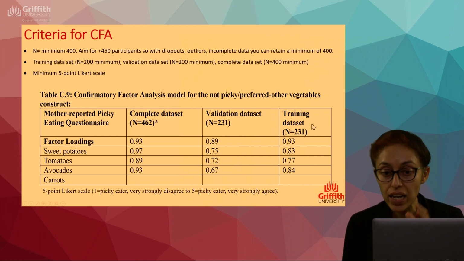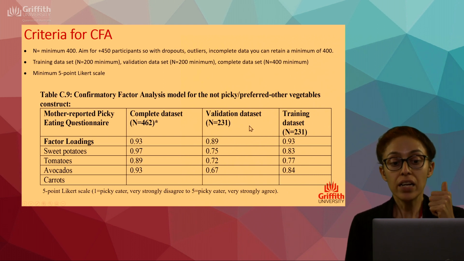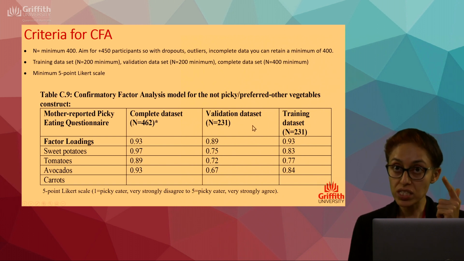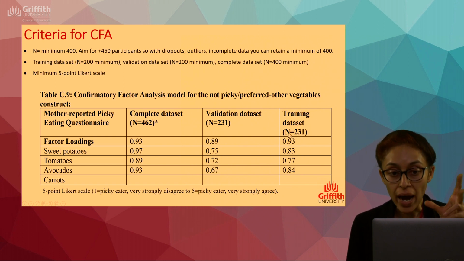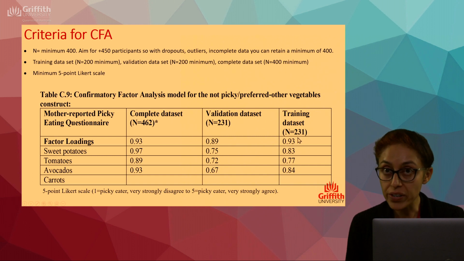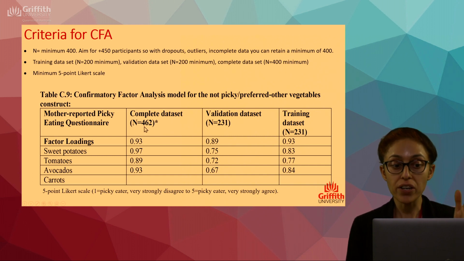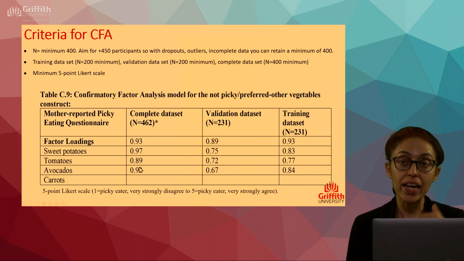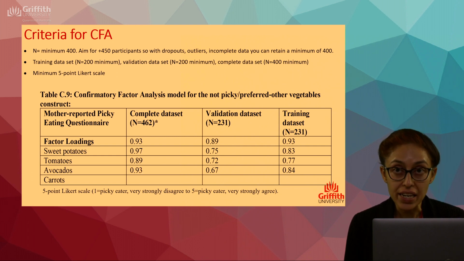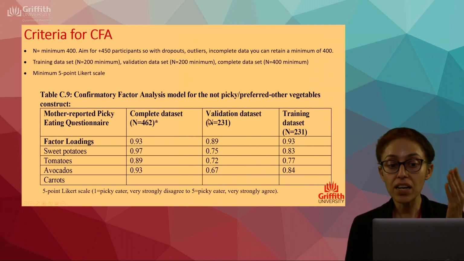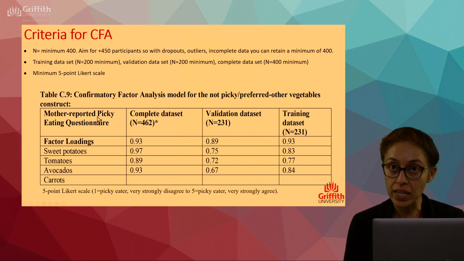If your training data set gives you the same results, if your validation data set gives you the same results, then you combine 231 with 231, make it your total complete data set, which is 462 children, and then you do the entire analysis again. So you do the analysis in 3 levels: training data set, validation data set, complete data set.